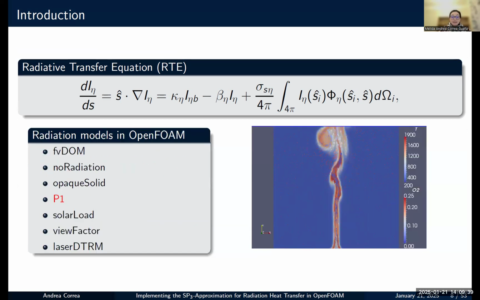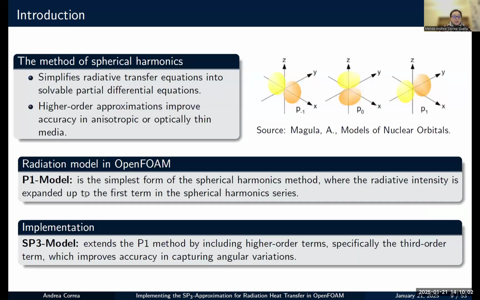So here I show the different models that OpenFOAM uses to solve radiation. I underline the P1 model because this model is part of the PN approximation and uses the spherical harmonics. Here I present the radiation model in OpenFOAM, which is the P1 model, and the model that I will implement.